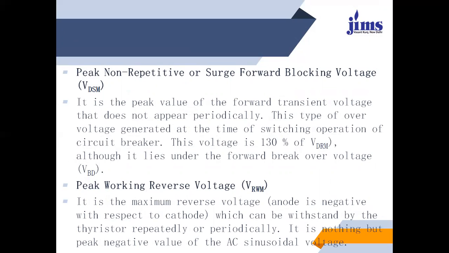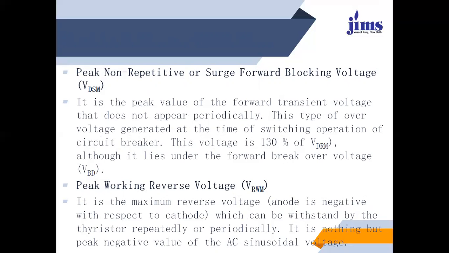Next is the peak non-repetitive or surge forward blocking voltage (VDSM). It is the peak value of the forward transient voltage that does not appear periodically. This type of overvoltage is generated at the time of switching operation of the circuit breaker. This voltage is 130% of VDRM, although it lies under the forward breakover voltage.